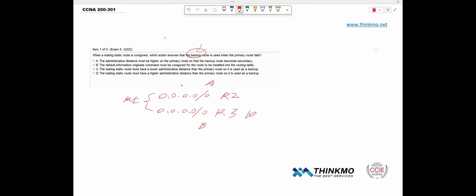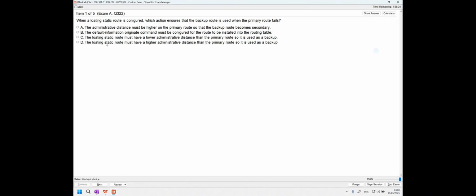So how do we do this? It's by increasing its administrative distance, right? By increasing the administrative distance, it can become the backup. So, to be correct, the answer is to increase its administrative distance. The AD value, if you increase it, it can become the backup. Okay, the correct answer is D.